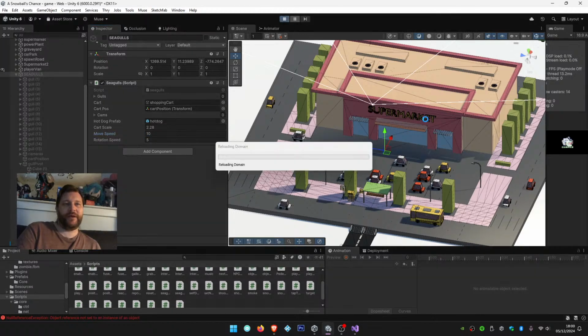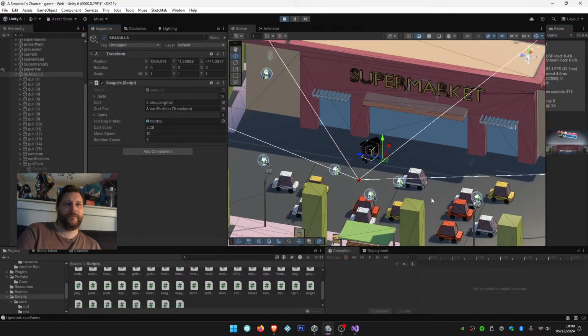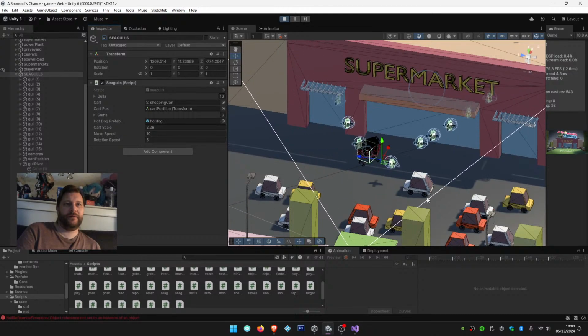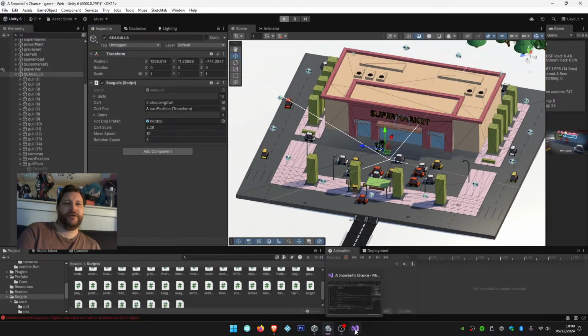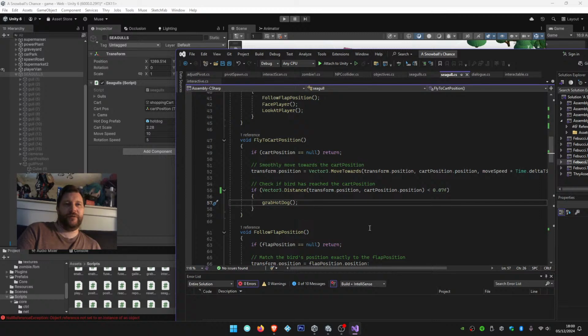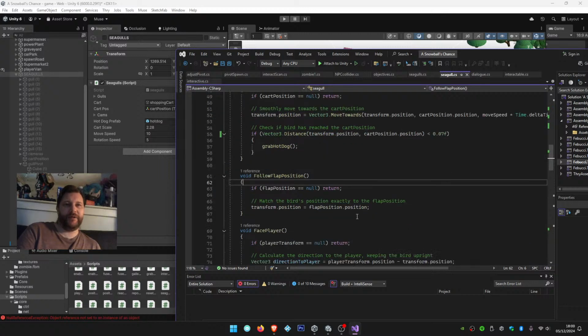Let's try having them move twice as fast. That's much better. Much better. Okay, but they don't want to teleport to their positions, so they need to... So when we go into the follow flap position state, they're kind of just teleporting there.